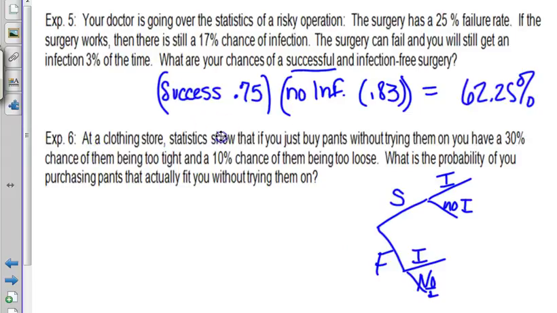At a clothing store, statistics show that if you buy pants without trying them on, you have a 30% chance of them being too tight, 10% chance of being too loose. What is the probability of you purchasing pants that actually fit if you don't try them on?